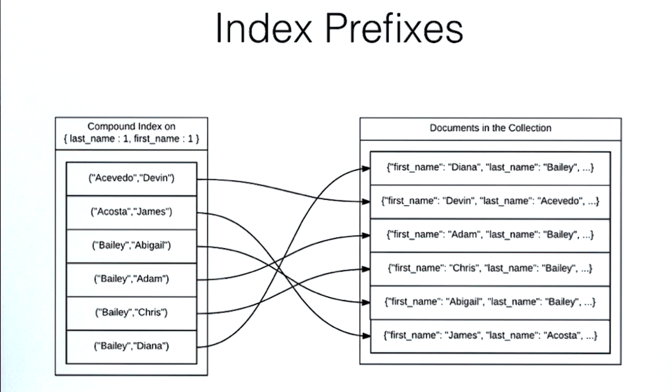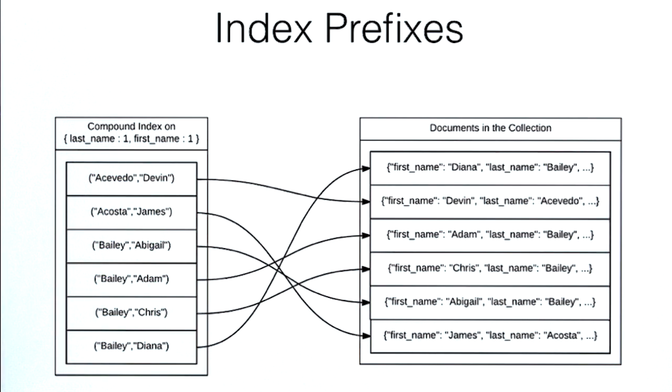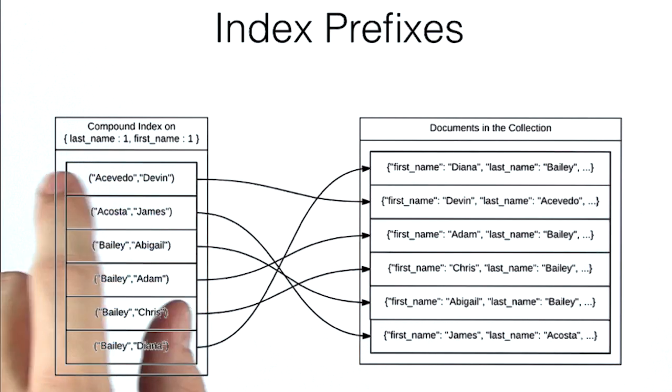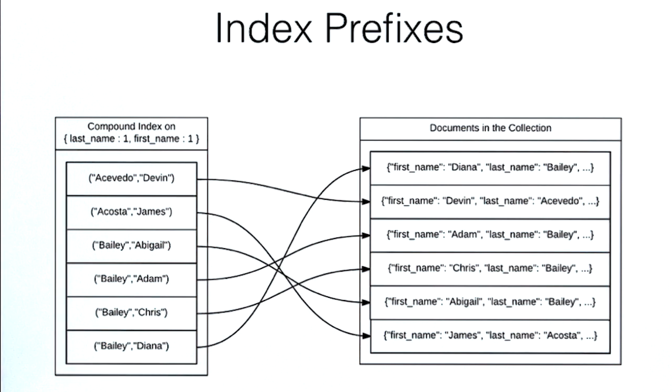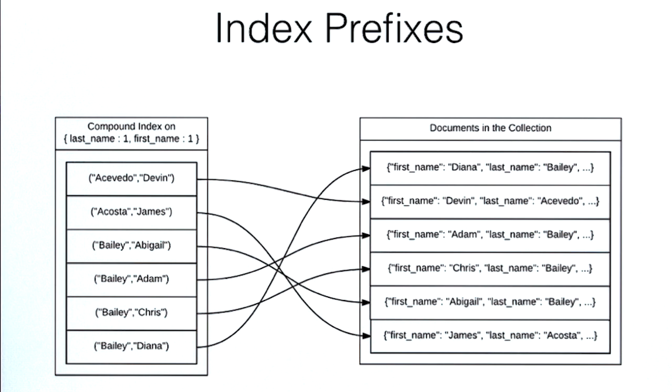And so this is one of the interesting features of compound indexes. If we have a compound index, it can serve queries for both the compound index and any of its prefixes. But it won't use an index when we're not querying on a prefix. So this is something you should consider when building your indexes.